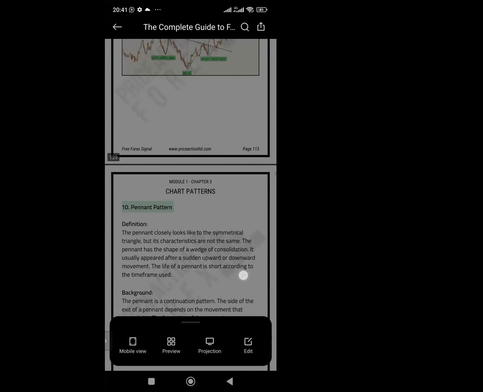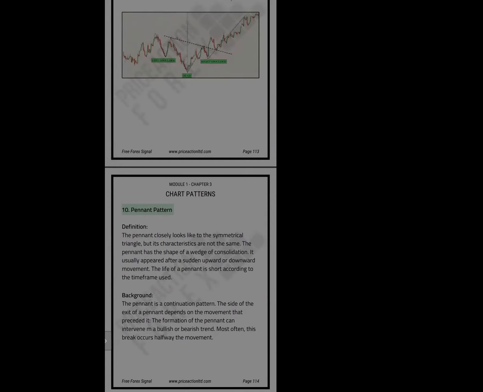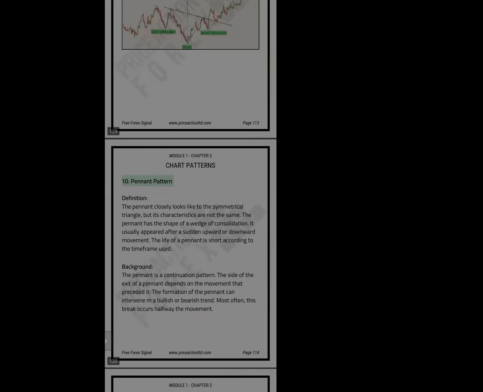Well, let's read what the pennant pattern is all about. They say the pennant closely looks like this symmetrical triangle, but its characteristics are not the same. The pennant has the shape of a wedge of consolidation. It usually appears after a sudden upward or downward movement. The life of a pennant is short according to each time frame used. The pennant is a continuation pattern. The side of exit of a pennant depends on the movement that precedes it.